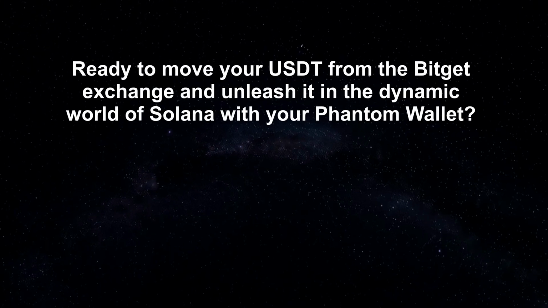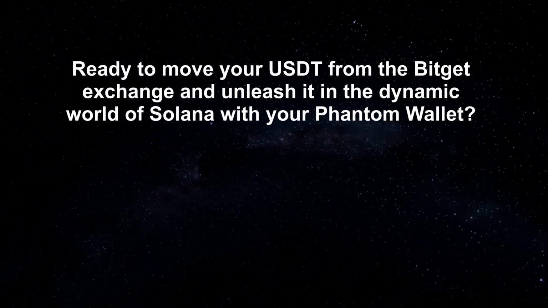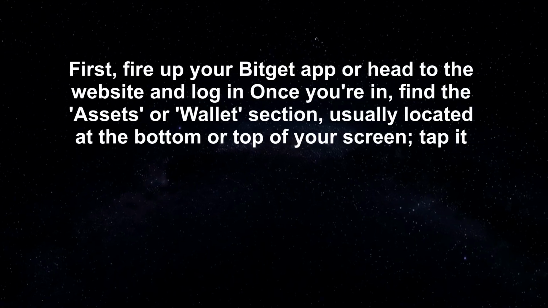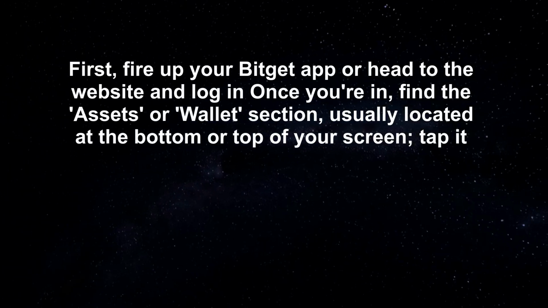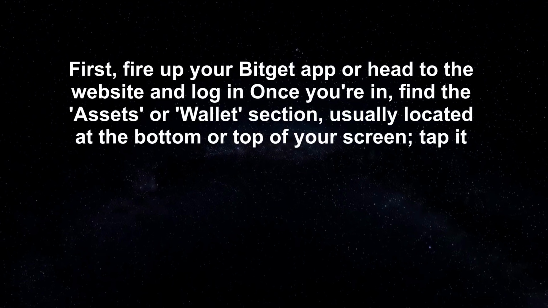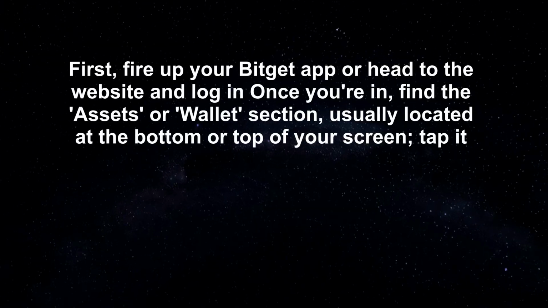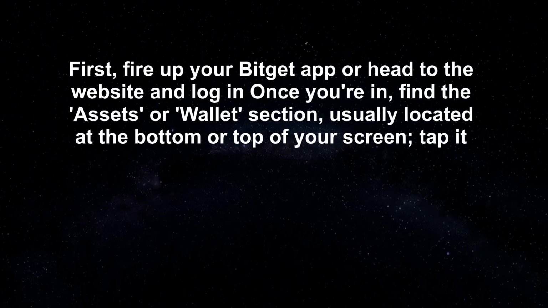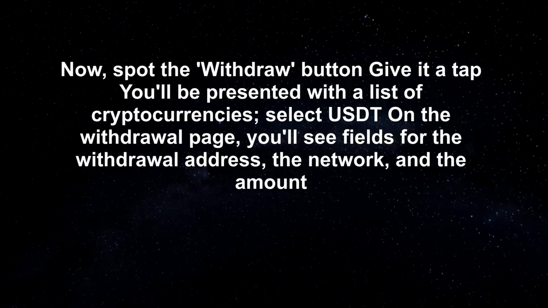Ready to move your USDT from the Bitget exchange and unleash it in the dynamic world of Solana with your Phantom wallet? First, fire up your Bitget app or head to the website and log in. Once you're in, find the Assets or Wallet section, usually located at the bottom or top of your screen. Tap it. Now, spot the Withdraw button, give it a tap.